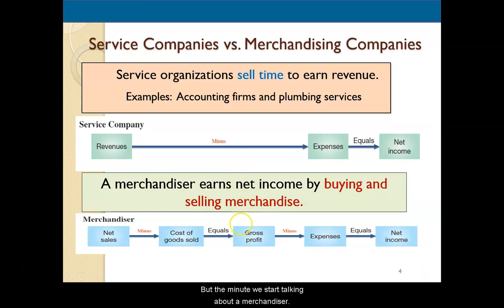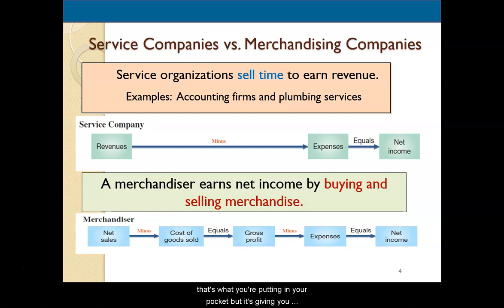But the minute we start talking about a merchandiser, they are going to have something called cost of goods sold. Now, cost of goods sold is an expense. It's one of the first expenses that we saw that did not have the word expense attached to it. But it is an expense. Therefore, like every expense, when we have it, we debit that account because we always debit expenses. So what we're talking about here, though, is that when we have cost of goods sold, it gives us this intermediate point, gross profit.